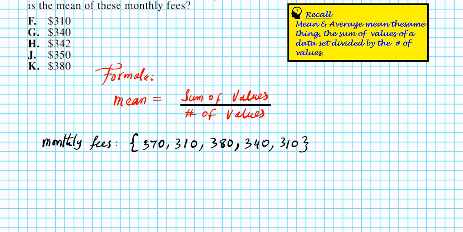Now, what's the average of the monthly fees, or the mean? The mean is simply the sum of the values, 370 plus 310 plus 380 plus 340 plus 310, the sum of the terms divided by the number of elements or values we have. We have 5 of them.